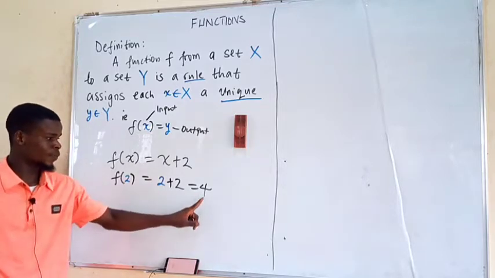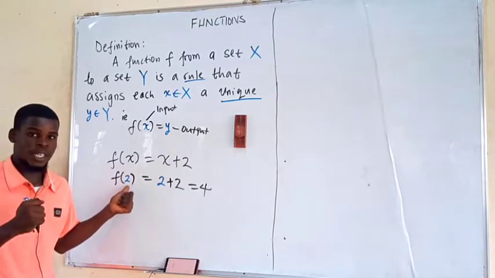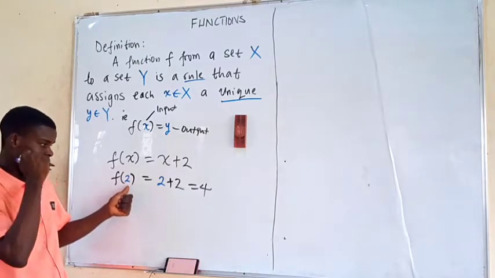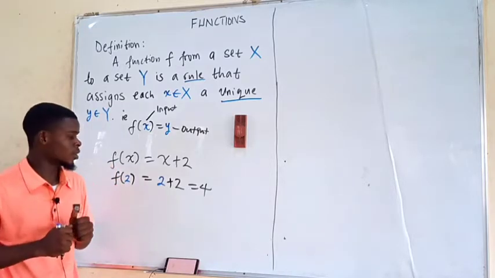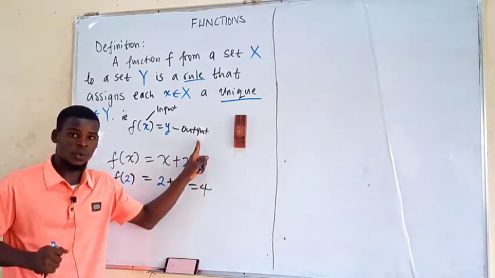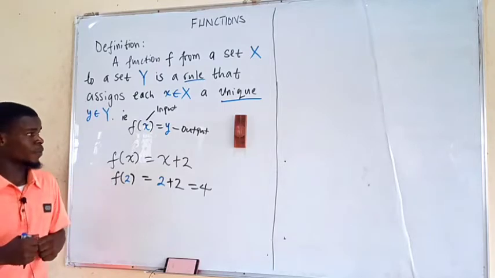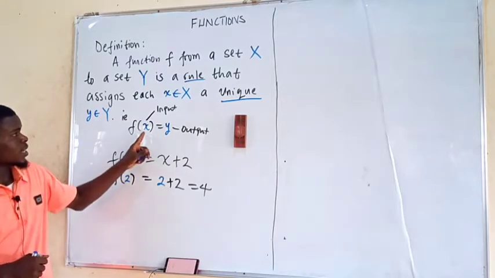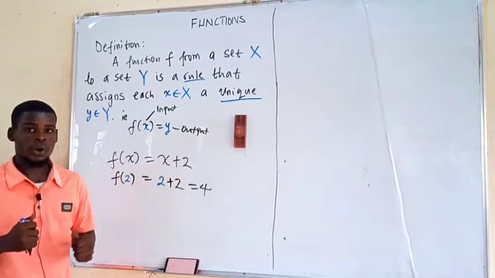Good. And this 4, as a result of f of 2, is going to be unique. That is, it's going to be only that 4 whenever we have 2 here, given that f is a function. Okay, great. So this 4 here is the output, what you get as a result. Then what you inputted is called the input. All right. Now, since this x here was an element of some set, this set is called the domain.